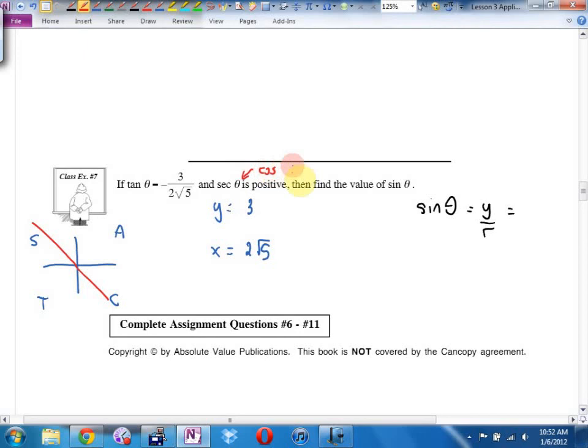If I'm down here, is my x positive or is my y positive? Where did this negative come from? I'll give you a hint. Listen to what I say. If I'm down here, y is negative, isn't it? That negative there, because I didn't know who it belonged to, came from there. Which means sine is going to be negative 3 over.